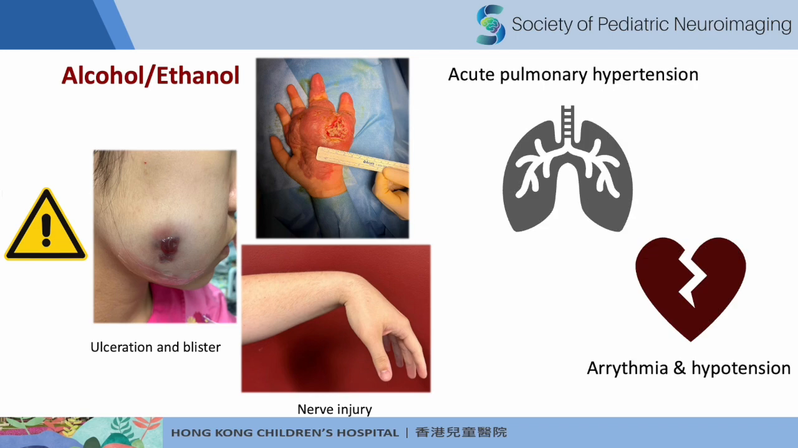And systemically, especially if you are applying it for arteriovenous malformation, the systemic dose of alcohol will be very high, and there is risk of triggering acute pulmonary hypertension as well as arrhythmia in the heart. So use alcohol with a lot of respect and don't overdose the patient.